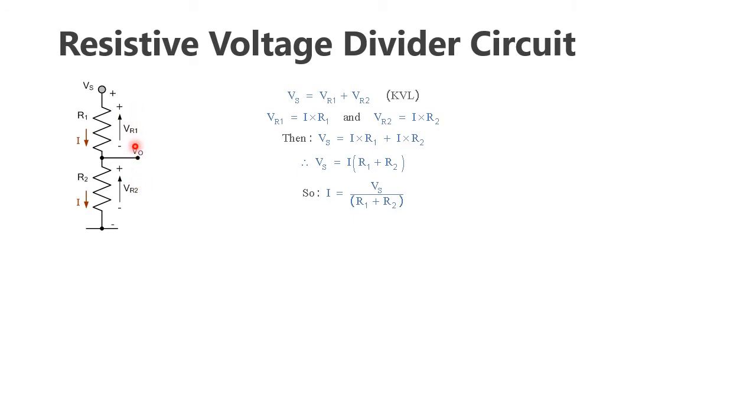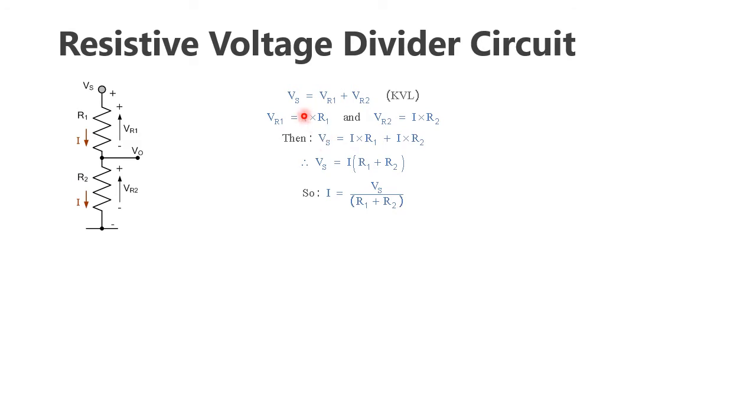So now we are going to take the relationship to find out VR1 and VR2. The initial step is we know the total voltage, which is Vs. According to KVL, Kirchhoff's voltage law, the total supply voltage Vs will be equal to VR1 plus VR2. Then again using Ohm's law we can take another relationship for VR1. VR1 will be equal to the current flowing through the R1 resistor, I, into R1. VR2 will be equal to I into R2.